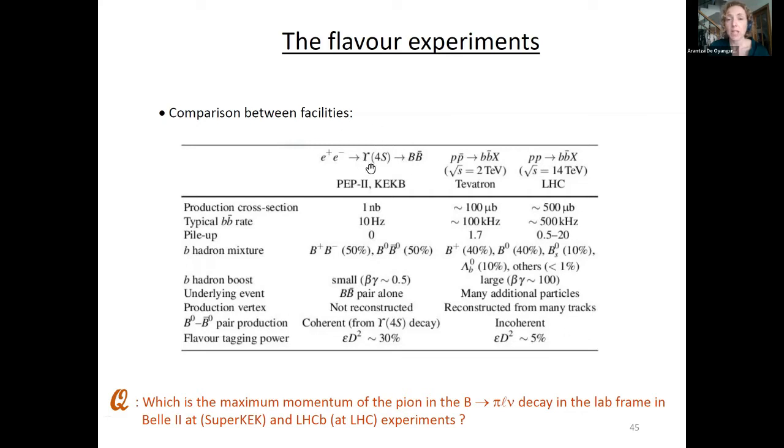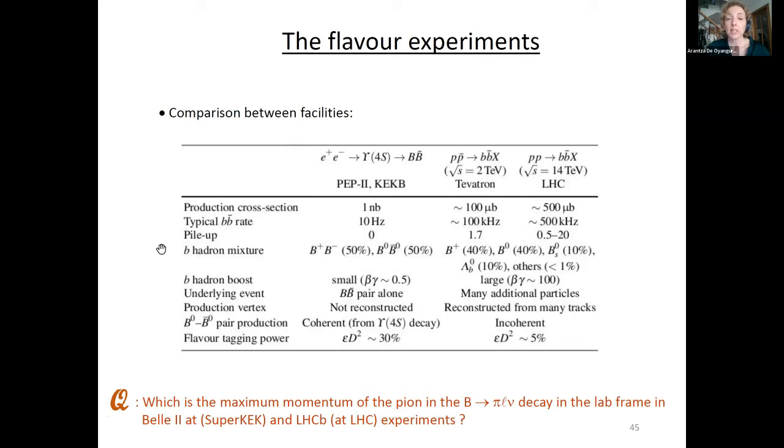for instance at the Epsilon 4S in PEP or in KEKB, the BaBar and Belle B factories, or Belle II. And this is for proton-antiproton collisions at the Tevatron, and now proton-proton collisions at the LHC. So here you have the data, the production cross-section. You can see that it is quite large in proton-proton collisions, and the typical BB bar rate is what you see here.